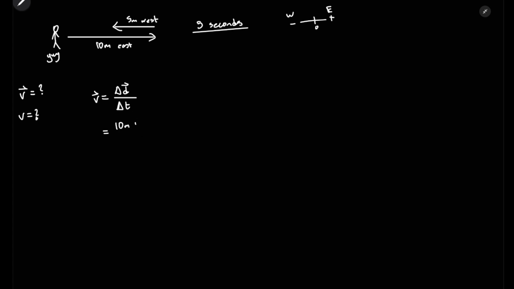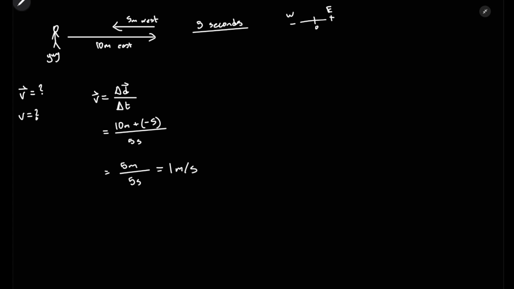So 10 meters plus negative 5 meters, over 5 seconds. So our total displacement in this is 5 meters, and our change in time was 5 seconds. Keep the units. Our final answer is 1 meter per second.